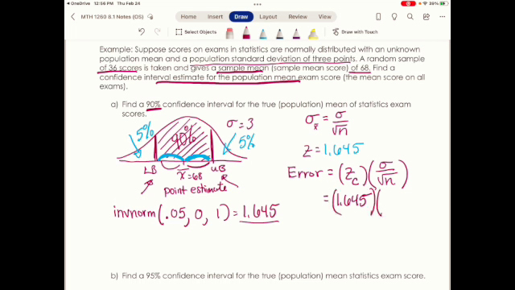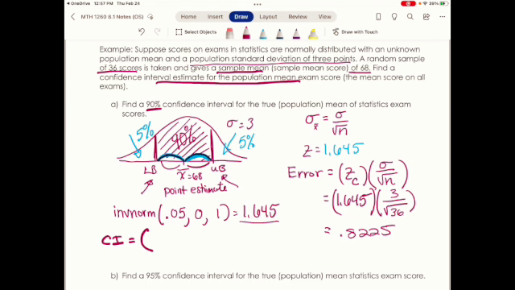We found that our z critical is 1.645. Then we multiply by the population standard deviation, which is 3, over the square root of the sample size, which is 36. Then when we multiply that out, we're going to get 0.8225. That's going to give me my error. So that's going to tell me how much I come out this way and how much I come out this way. So now I can use this to find my confidence interval.